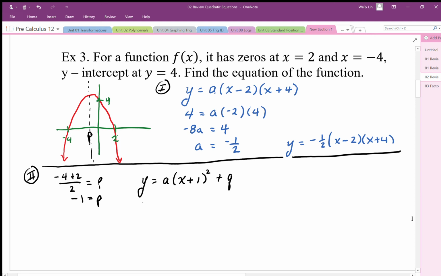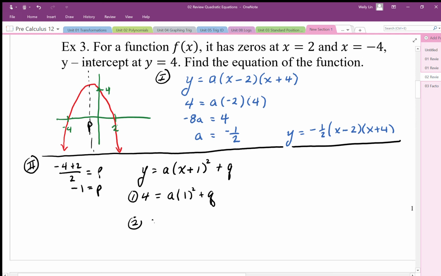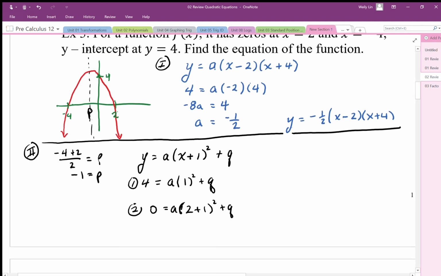So I'm going to put in y equals 4 when x is equal to 0 and come up with an equation. So I get a times 1 squared plus q. So that's a plus q equals 4. And I can come up with a second equation with one of the zeros. So y equals 0 when x is equal to, let's use x is equal to 2. a times (2 plus 1) squared plus q. Simplifying this, I get 0 equals 9a plus q.